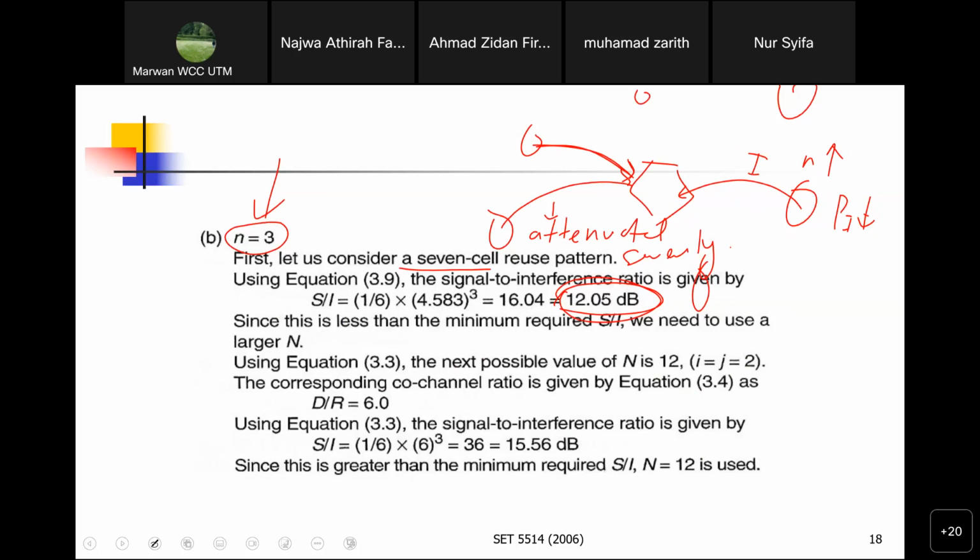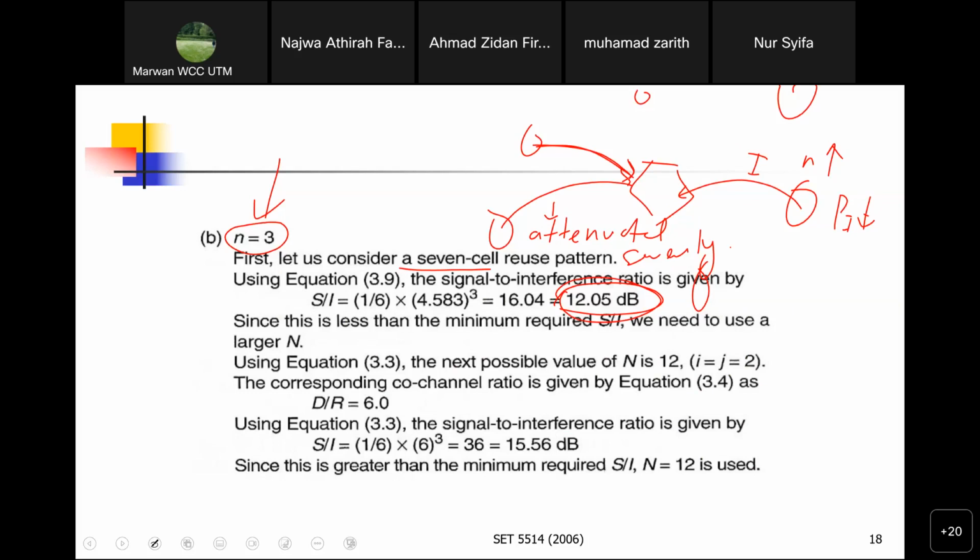Okay, so this is also a part of it that you can use when you do your assignment. When you decide, if you start with n equals 3, you cannot fulfill the requirement of 15 dB. One way is you can use n equals 4, but you have to justify it with the area that you choose. Remember the assignment said just a city, you can choose any location. So if you want a location that has bigger n, it is going to be your friend. It is going to help the C over I.